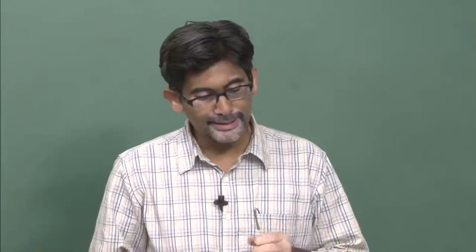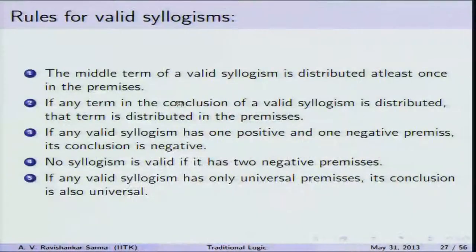Now if that is the case, if a term is distributed in the conclusion but not distributed in the premises, then the syllogism is considered to be invalid. In the same way, if any valid syllogism has at least one affirmative and one negative premise, then its conclusion will always be negative.